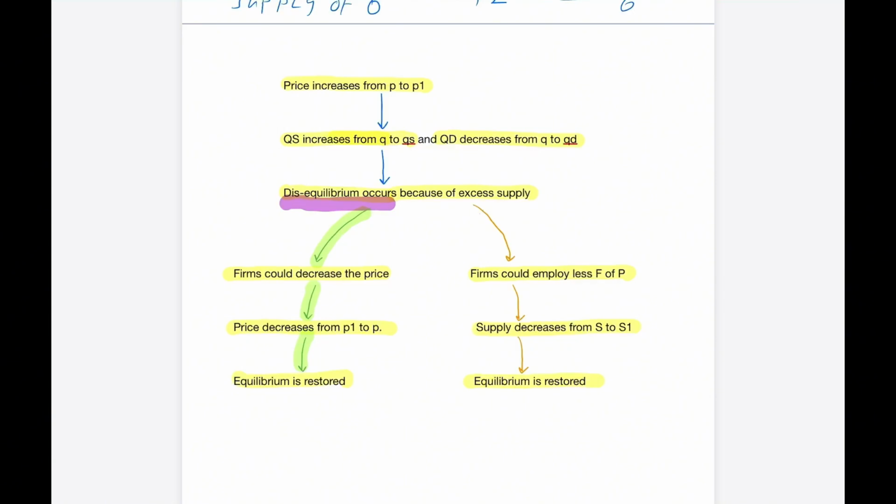Alternatively, firms can employ fewer factors of production, and as a result, the supply will decrease from S to S1, and as a result, equilibrium is restored.